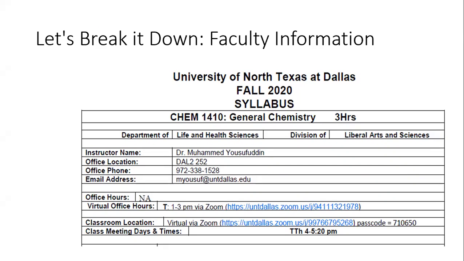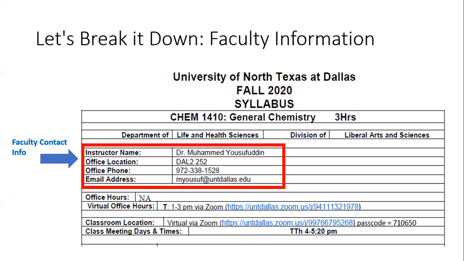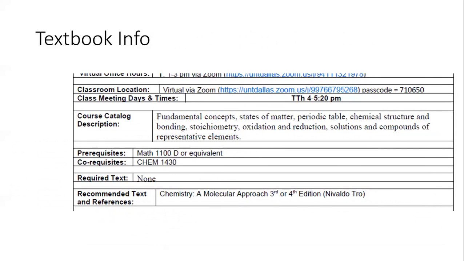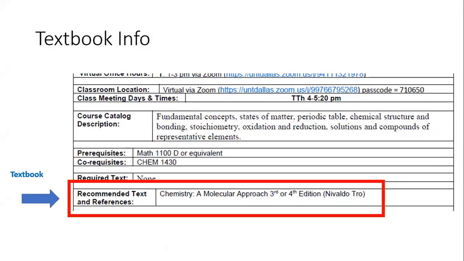Okay, so let's break down what a typical syllabus looks like. Most syllabi will follow this template with the general course information on the top, followed by the faculty information. Here you can see Dr. Y's contact information, his email, phone number, and physical office location. Dr. Y also provides his Zoom link. This is useful for if you lose his Zoom link so you can go back and find it. After the faculty's information, they will usually list the textbook required for the course.